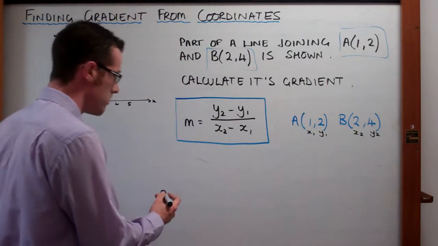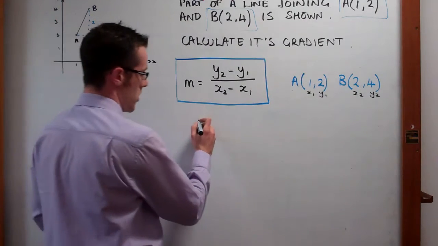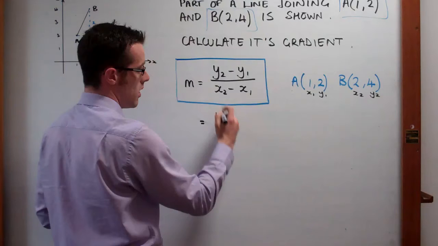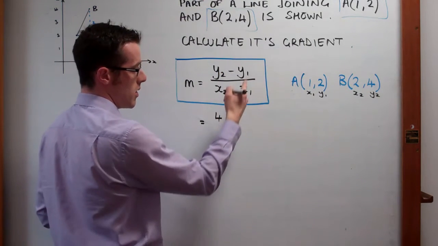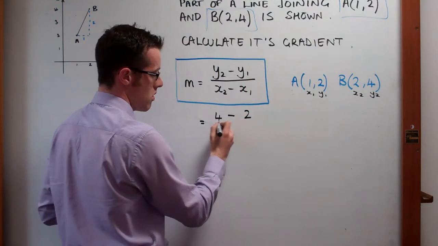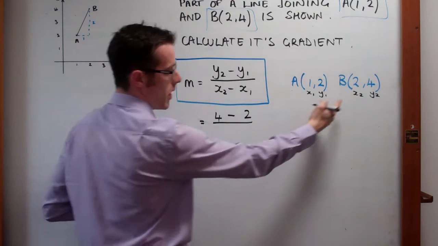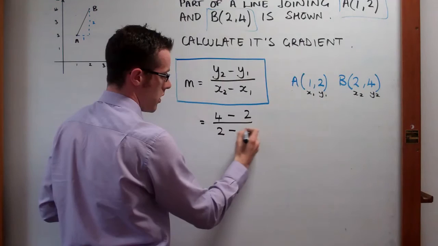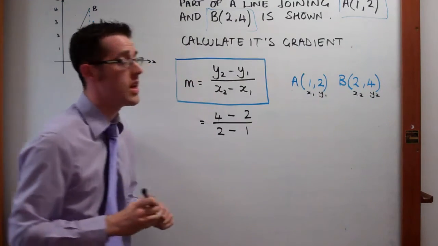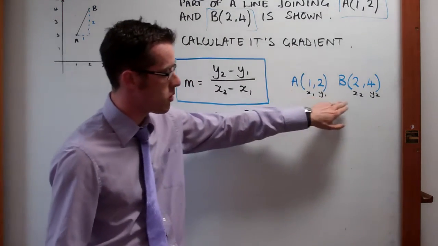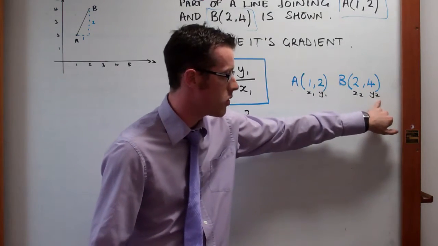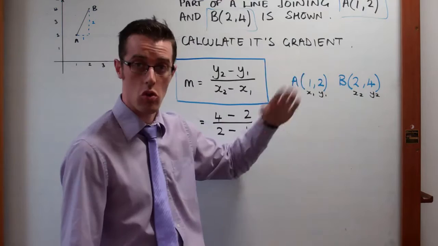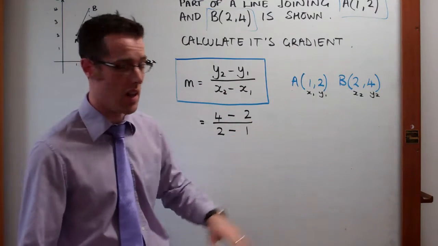Alright, so all we've got to do now is substitute into the formula. So we have y2 is 4. There we go, y2 is the first one. Then we take away y1, which is 2. Then we divide that by x2 is 2 and x1 is 1. So you can see there, because I've labelled these already, x1, y1, x2, y2, I can just go back to here and go y2 is 4, y1 is 2 and so on, and substitute them in without making any mistakes, okay?